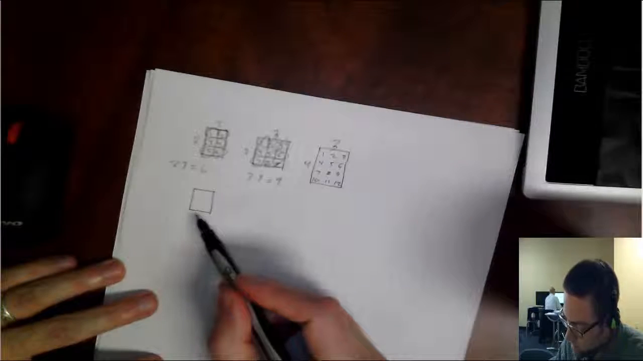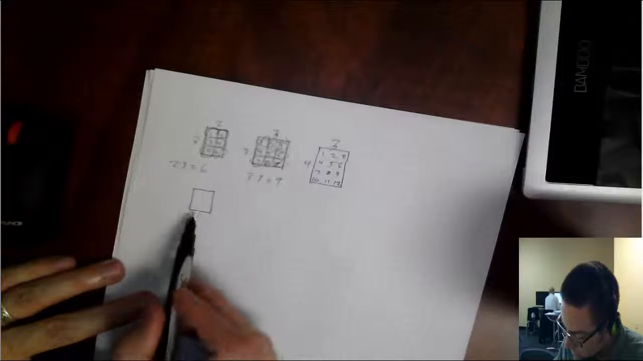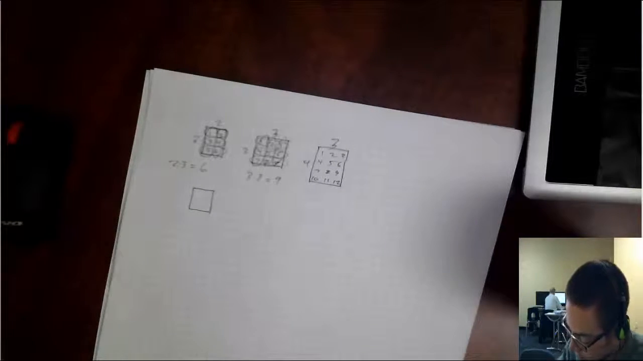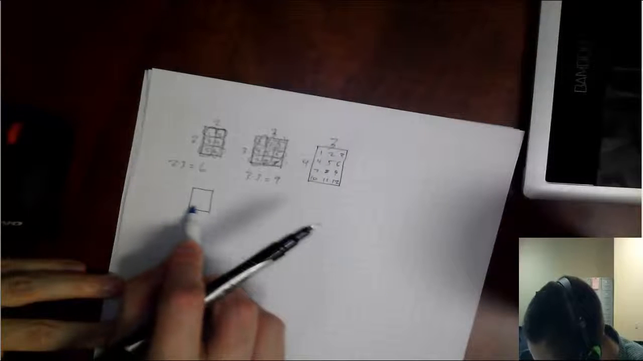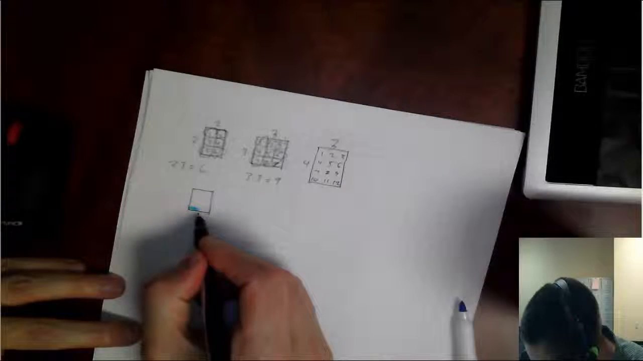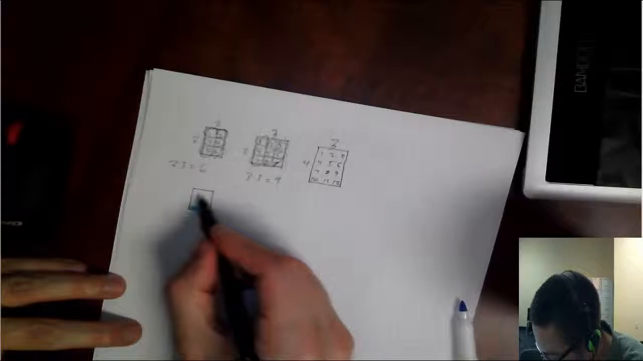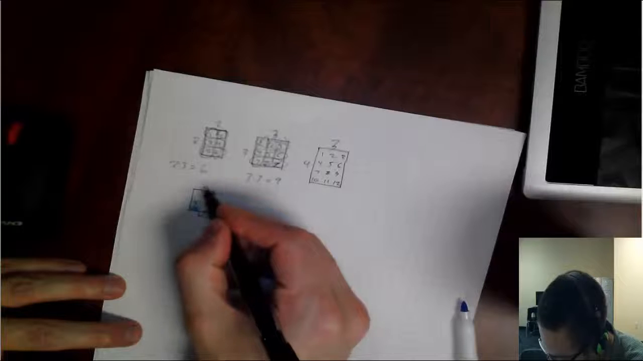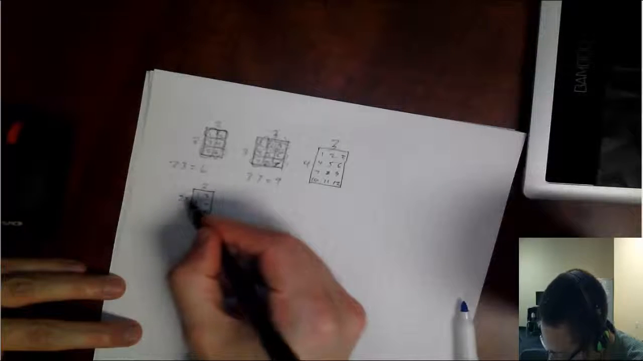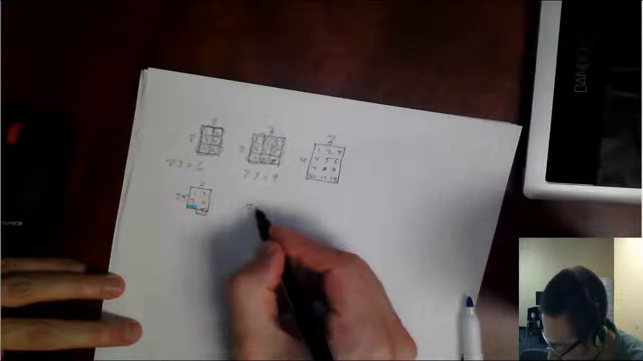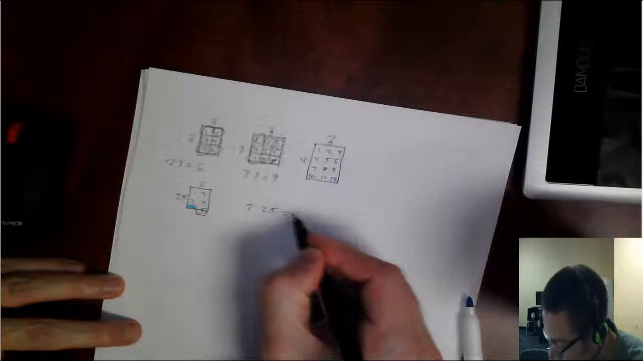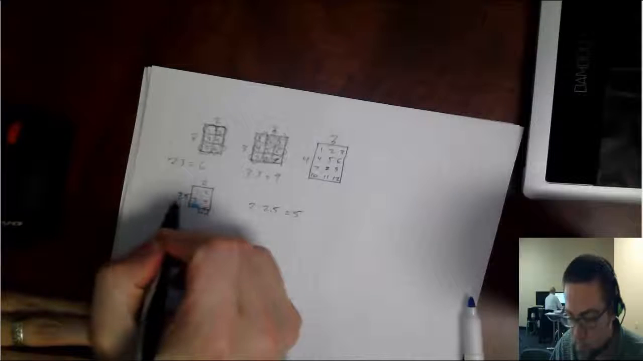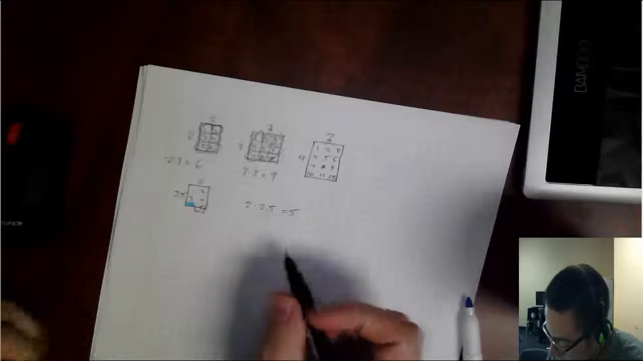Now, this rectangle here, I have some half squares, don't I? So I can think of it as I'm going to cut half of it off and put it over here. So then I have 1, 2, 3, 4, 5. And this was a 2 by 2.5. And notice that 2 times 2.5 is 5. Right? So our idea that we multiply the length times the width still works.